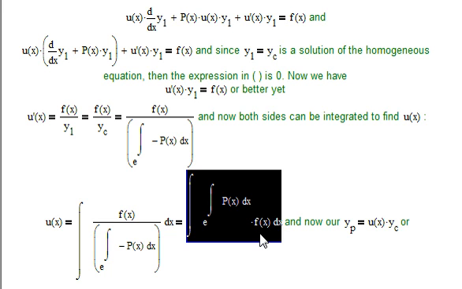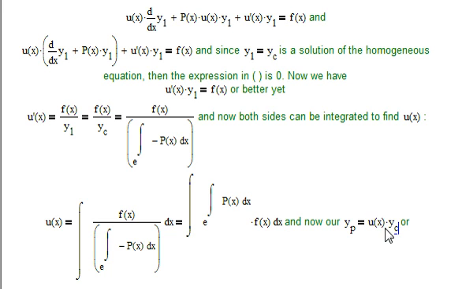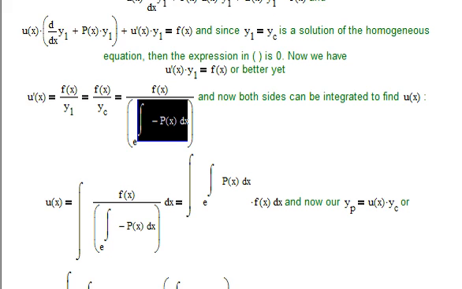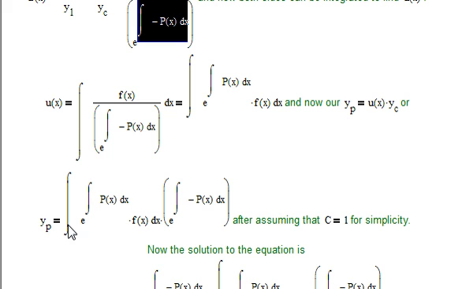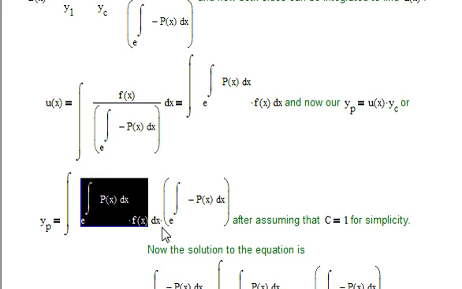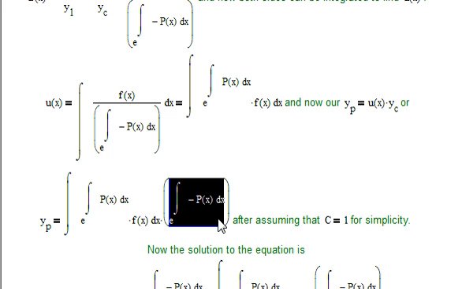u of x times our yc. Remember what our yc was. This is actually mostly our yc, it's in the denominator though. So that means our yp is this u of x times yc. So after we assume c equals 1 for simplicity, but we already did that.